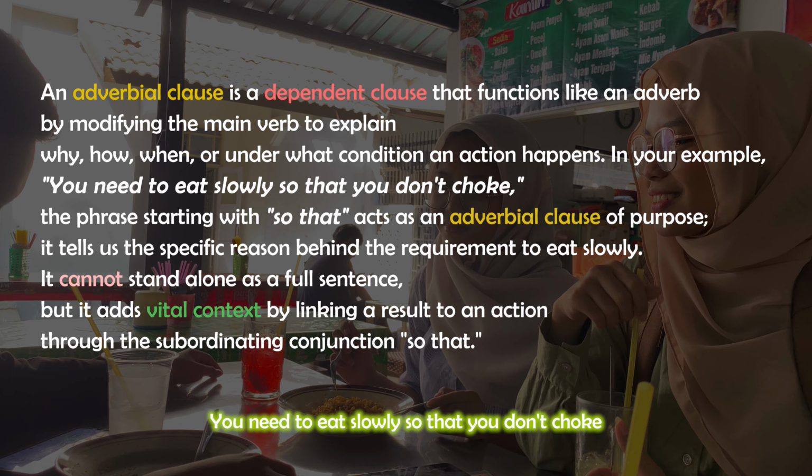An adverbial clause is a dependent clause that functions like an adverb by modifying the main verb to explain why, how, when, or under what condition an action happened. In the example, you need to eat slowly so that you don't choke. The phrase starting with so that acts as an adverbial clause of purpose. It tells us the specific reason behind the requirement to eat slowly. It cannot stand alone as a full sentence, but it adds vital context by linking a result to an action through the subordinating conjunction so that.